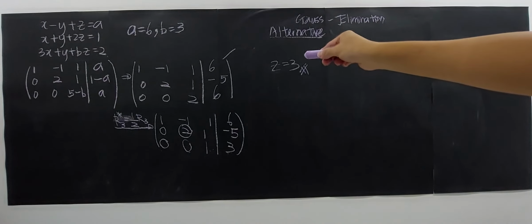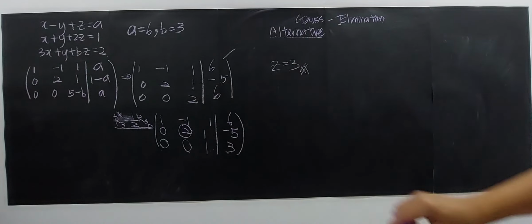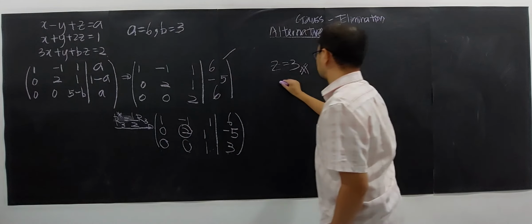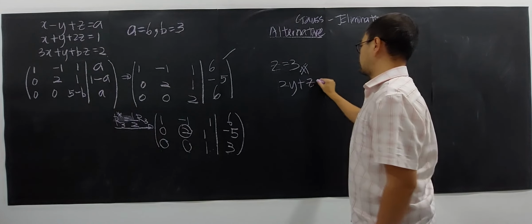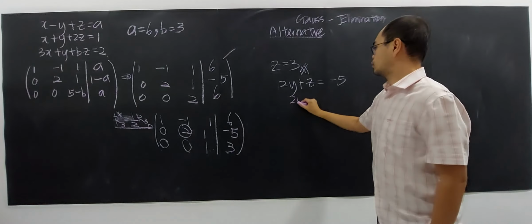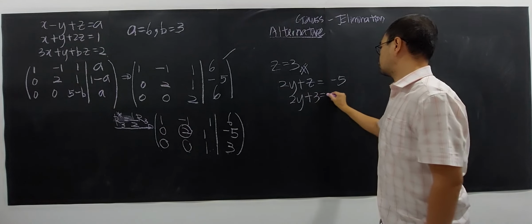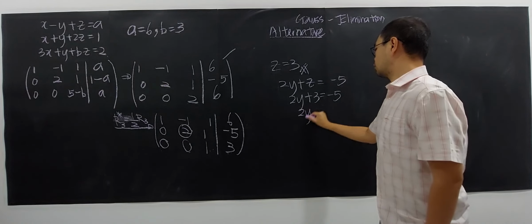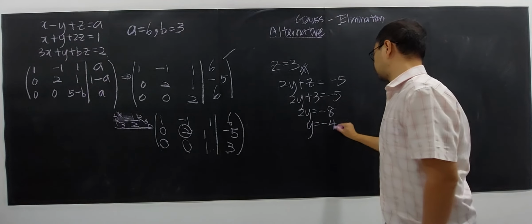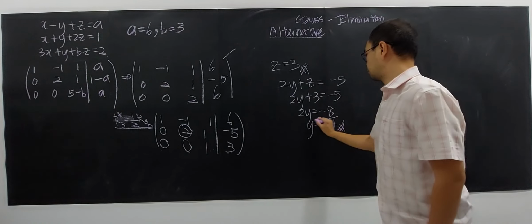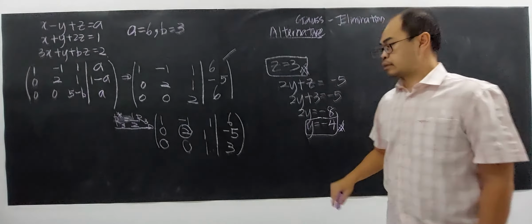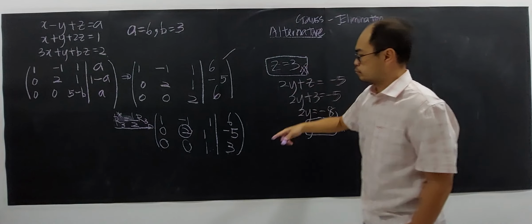So now you apply this value to the second row. The second row refers to y, right? 0x plus 2y plus 1z equals negative 5. You already know the value of z, right? So 2y plus 3 equals negative 5, and solving the linear equation here, you have y to be negative 4, right? Z is 3. Very simple, right? You know the value of y and z by using the second row.